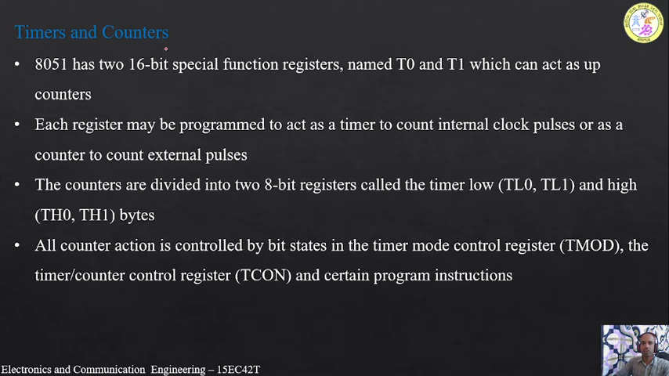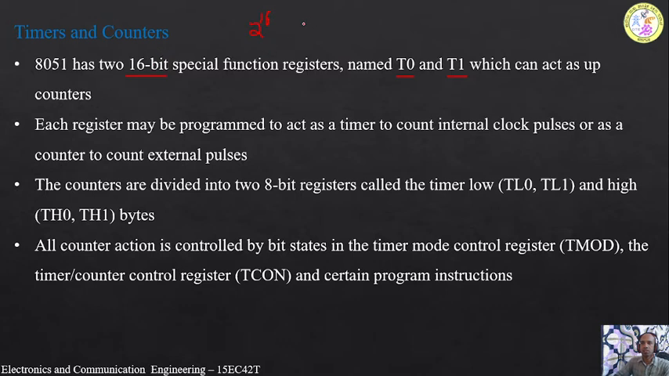Then we have timers and counters. The 8051 has two 16-bit special function registers named T0 and T1, which can act as up counters. So remember, two special function registers are there, T0 and T1. These T stands for timers. The size of each timer will be 16 bits, and it can act as an up counter. Up counter means it will start counting in the upward direction, 1, 2, 3 and so on. How many counts are possible? We know that 2 to the power of 16 counts are possible. The total number of counts will be 2 to the power of 16 if it is 16-bit.